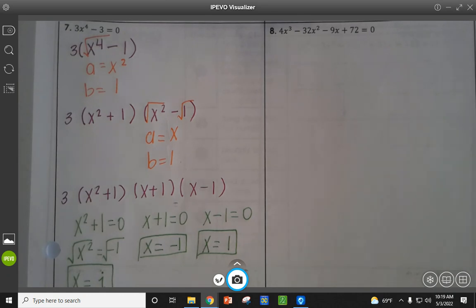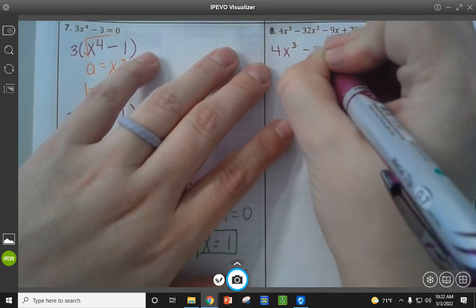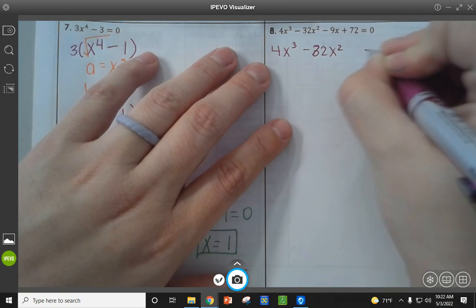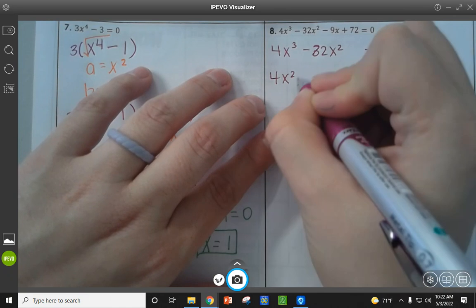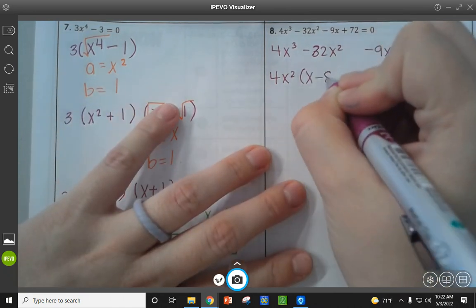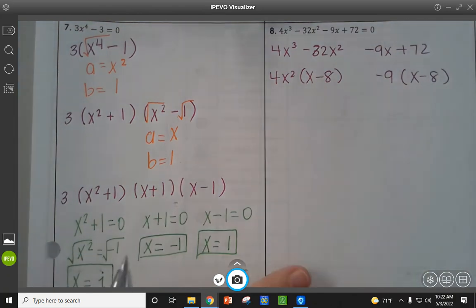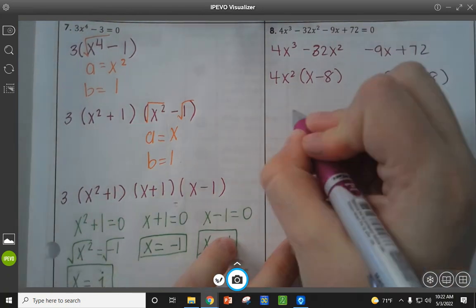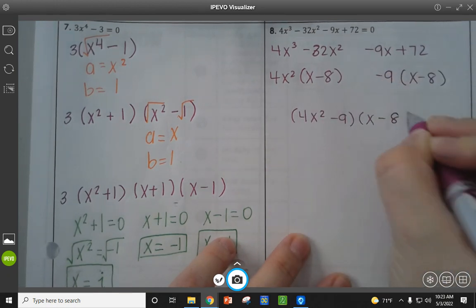Number 8. I want you to try as much of number 8 as you can. All right, so you should have done grouping. Taking out a 4x squared from the first, and a -9 from the second, leaving x minus 8. So this is 4x squared minus 9 and x minus 8.